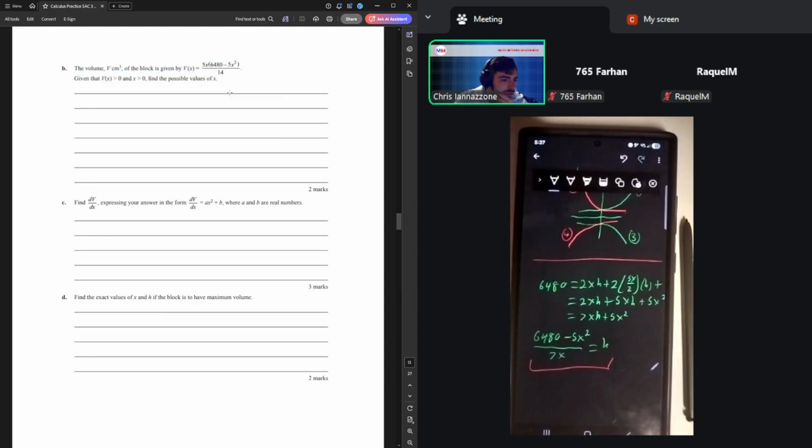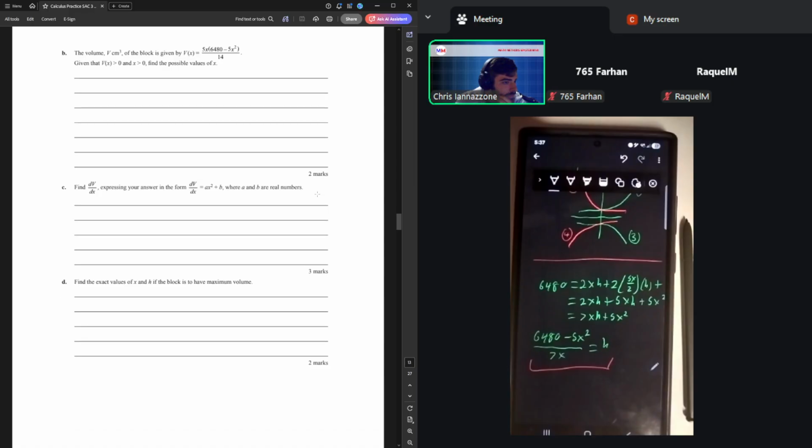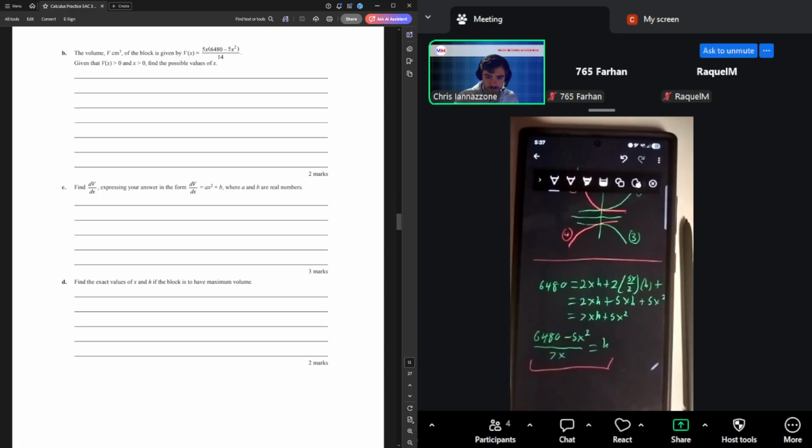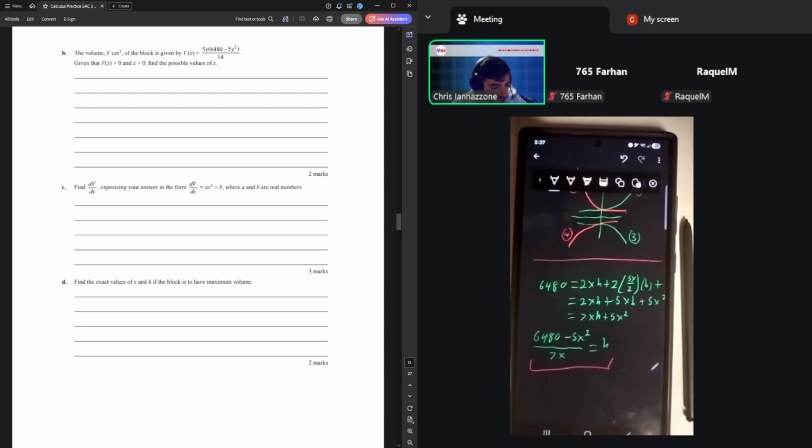So let's have a look. Part B, volume of the block. We're already given the equation for it. Given that volume and x must be positive, find the possible values of x. Okay. Possible values of x. We've seen that a couple of times before.